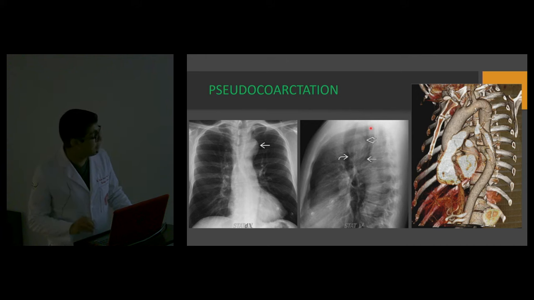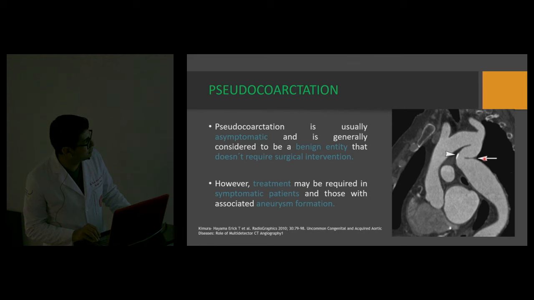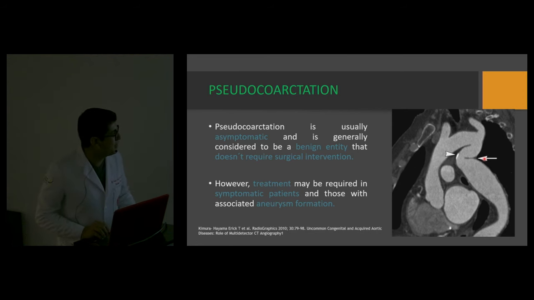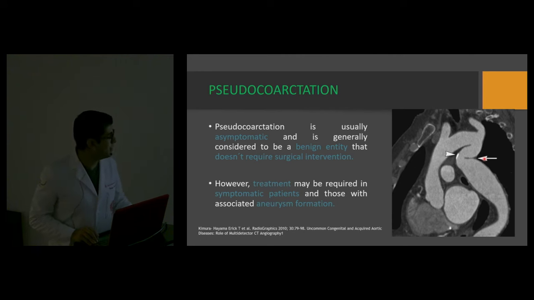In this radiograph, it shows the buckling and the elongated aorta, but not a real coarctation. It is usually asymptomatic and is generally considered a benign entity that doesn't require surgical intervention. However, treatment may be required in symptomatic patients and those with associated aneurysm formation.